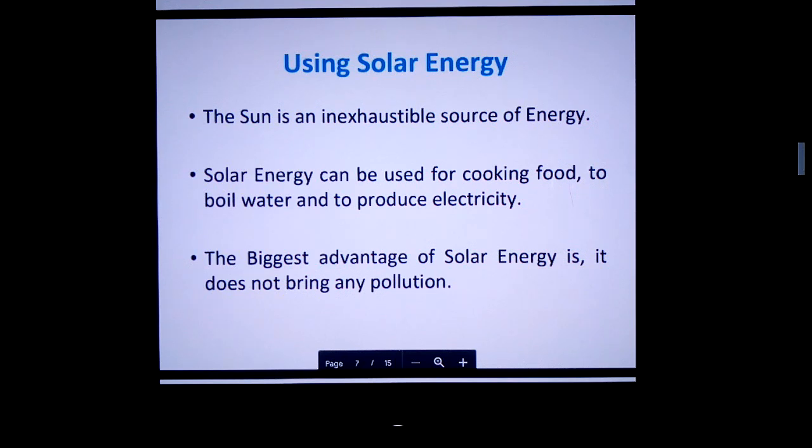So there are certain energies which are exhaustible, like LPG. In your house you will bring an LPG cylinder. After 30 days it becomes empty. That means it got over. Similarly, certain sources like petroleum, etc. will get exhausted, whereas the sun is an inexhaustible source of energy. The solar energy can be used for cooking food, to boil water and to produce electricity. The biggest advantage of solar energy is it does not bring any pollution.